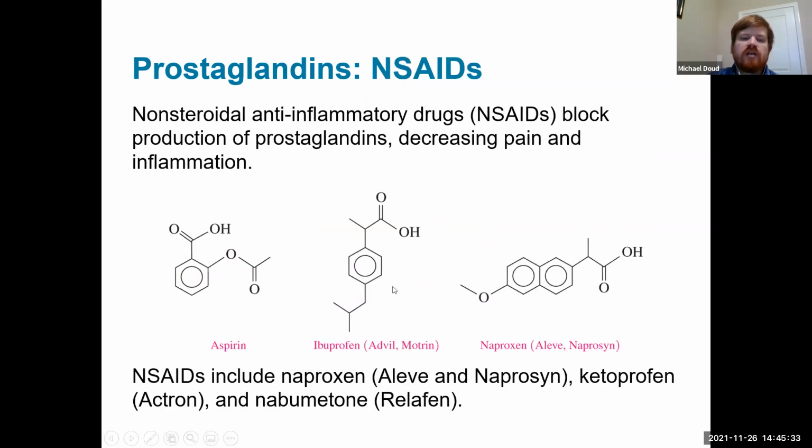Okay, so here are the ones that are NSAIDs. I hope I'm saying that right. I'm not totally sure, but I've always said NSAIDs and no one's corrected me. So aspirin is one, ibuprofen is another, and then naproxen, which is in Aleve. And then here we have another set down here. Ketoprofen and nabumetone are all NSAIDs that can decrease pain and inflammation.